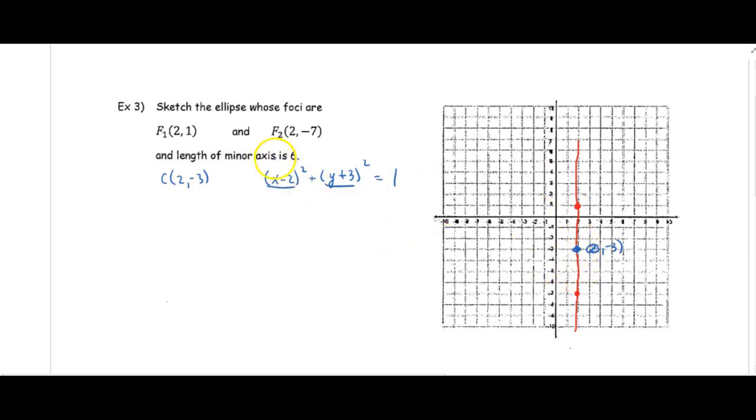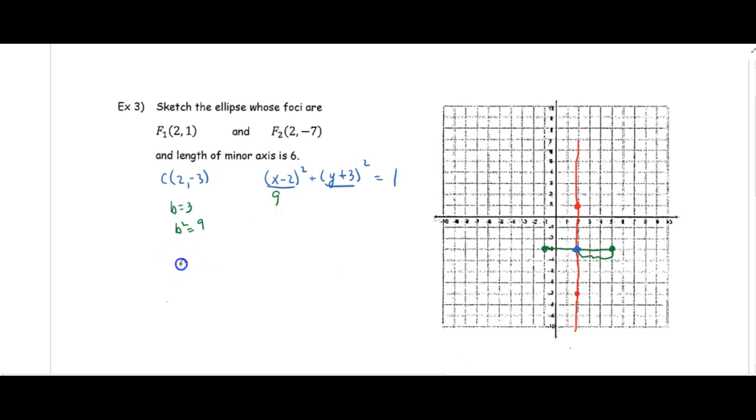Now they tell you the length of the minor axis is 6. So if the minor axis is 6, that means if I go from the center, this is going to be 1, 2, 3, 1, 2, 3. That has a distance of 6, but that tells us b is equal to 3. So b squared is going to be 3 squared, which is 9. But because this is horizontal and it's the minor axis, it's going to go under the x. So this is going to be over 9.